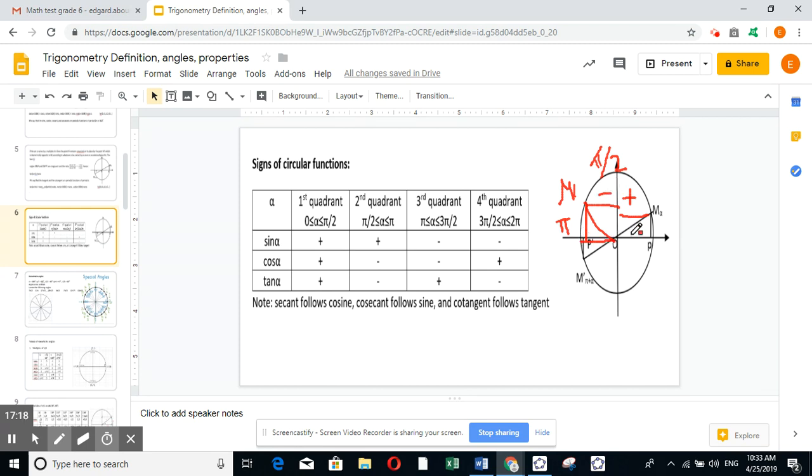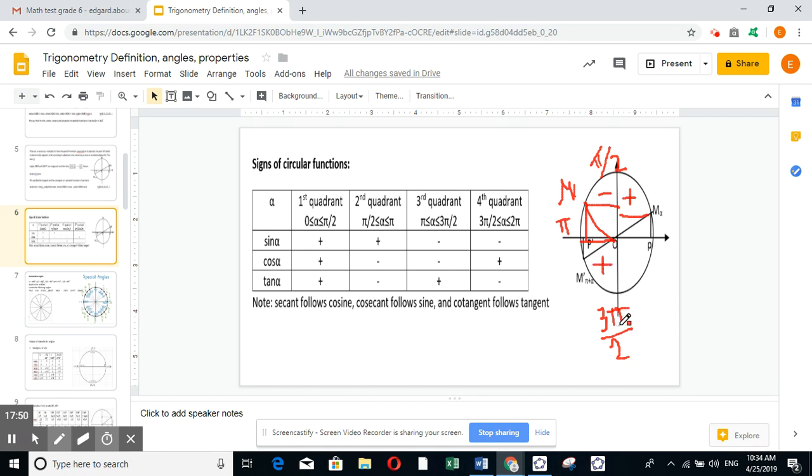In the third quadrant, this is pi, this is 3 pi over 2, or 270 degrees. Why is it 3 pi over 2? Because here I have 1 pi over 2, 2 pi over 2, 3 pi over 2, which is 90, 180, 270. So from pi till 3 pi over 2, you all know that sine is negative and cosine is negative. So both are negative, and tangent will be minus over minus, which is plus.